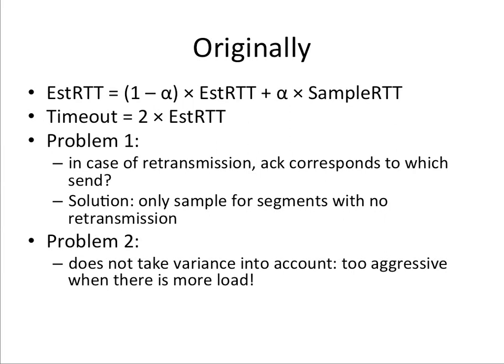So there are some problems with this approach of estimating RTT. Let's think about just sampling RTT. Let's say you had to retransmit a segment. Does that complicate the computation of RTT? Yeah, because when we receive an ACK, we don't know if it was an ACK to the first transmission or the retransmission, right? So the solution is pretty straightforward. You only use the samples that correspond to segments that were not retransmitted. Second problem, it does not take the variance into account.